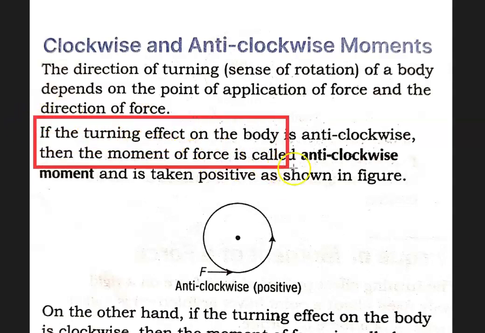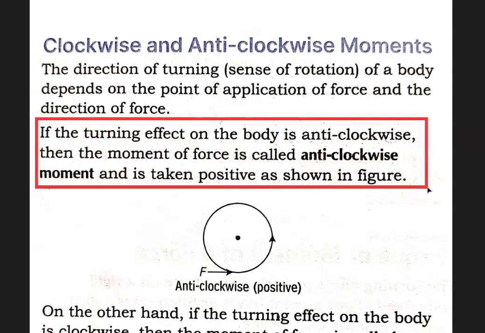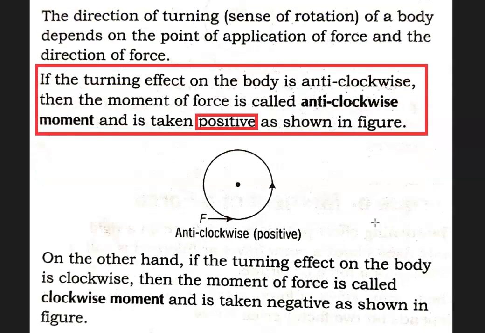If the turning effect on the body is clockwise, then the moment of force is clockwise, while when it is turning anti-clockwise, the moment of force is known as anti-clockwise. Again, if the turning effect of the body is anti-clockwise, then the moment of force is anti-clockwise and it is taken to be positive. We are supposed to remember this. The anti-clockwise moment of force is taken to be positive.